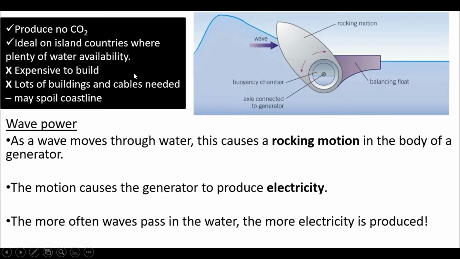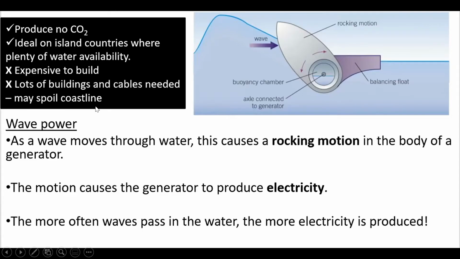Okay, obviously we're going to get much power. Again, produces no carbon dioxide. Ideal with island countries like us. Plenty of water. Downsides: expensive to build. Okay, again you have to build it first, and lots of buildings and cable needed, may spoil the coastline.